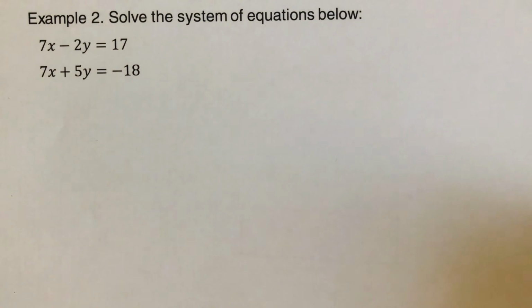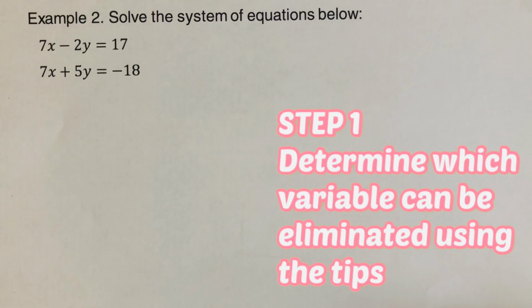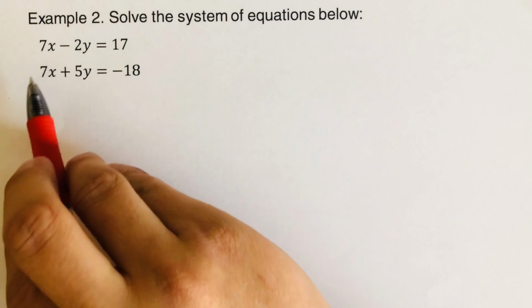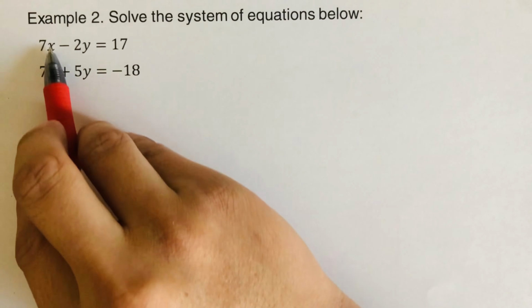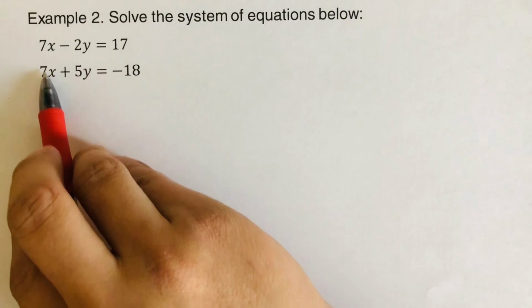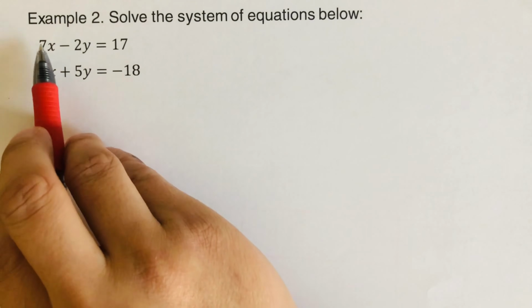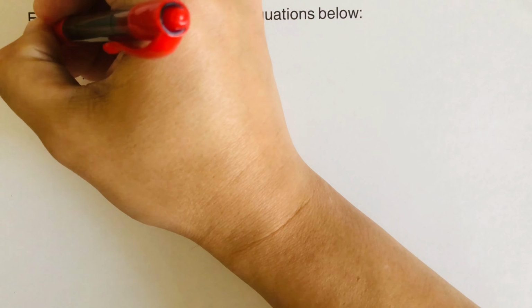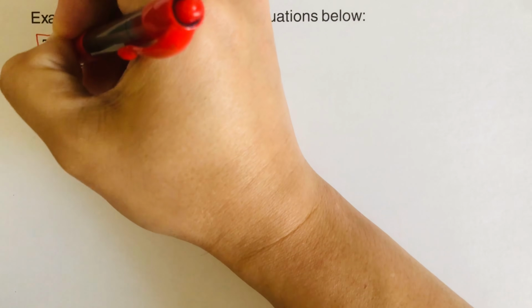Okay, so we go over the problem here. So our first step is to determine which variable can be eliminated by using the tips that I gave you a while back. So in this problem that we have here, our x variable has both 7 on them. So that means this is the variable that we're going to eliminate, the x. I'm just going to put this inside a box. That's the one that we are eliminating.